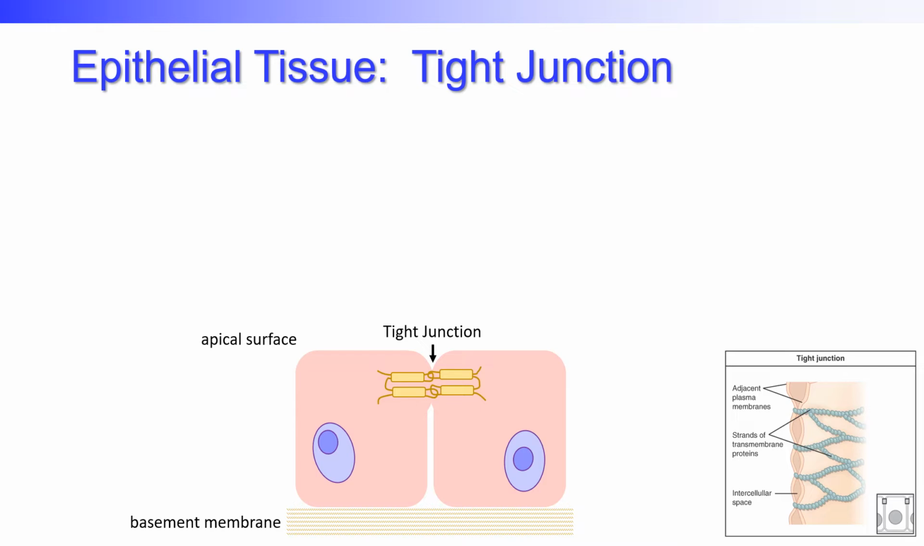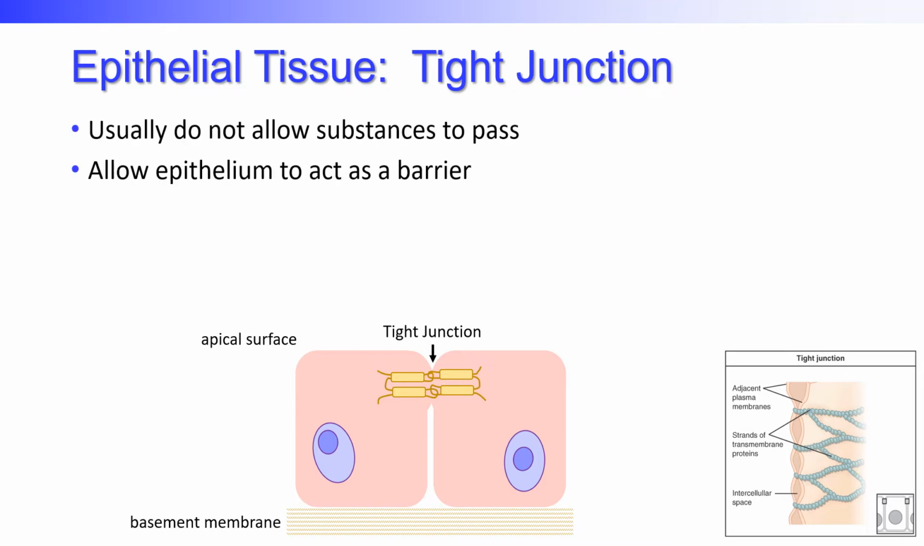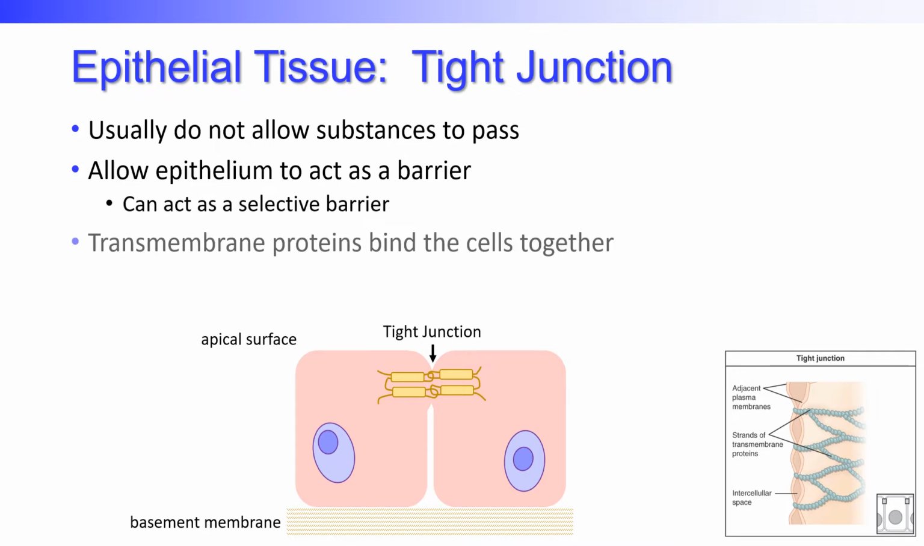Now, as the name implies, a tight junction is not going to easily allow substances to pass between cells. Because of this, these junctions allow epithelium to act as a barrier. But even barriers can selectively allow certain things to pass, and tight junctions can do that as well.